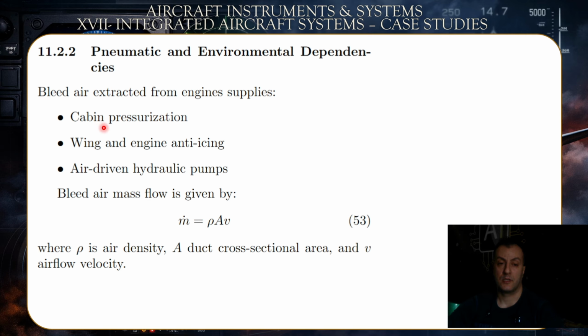Again, the bleed air extracted from the engines would supply the cabin pressurization, making sure that the pressure in the cabin is comfortable for passengers. The wing and engine de-icing systems, like the de-ice boot at the wing leading edge and engine heating. Air-driven hydraulic pumps. So these three are the main systems that consist of the pneumatic system, and they are fed by the pneumatic system.